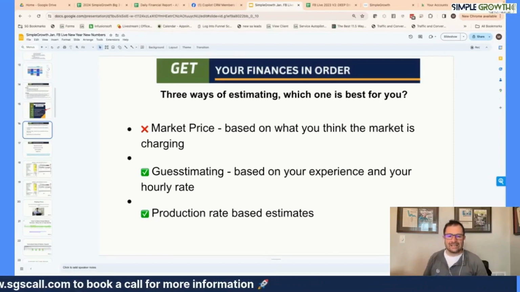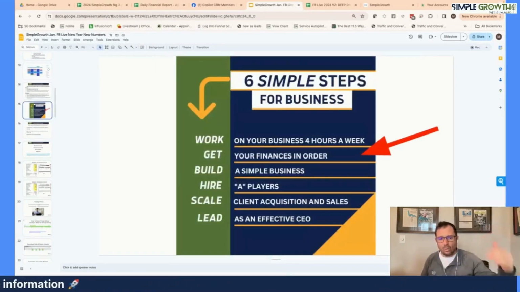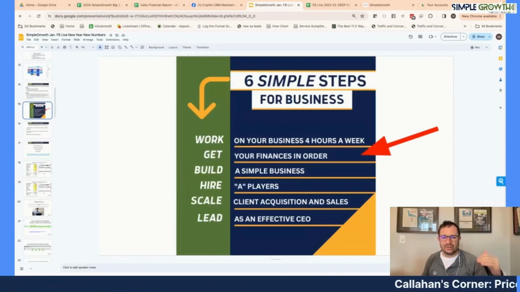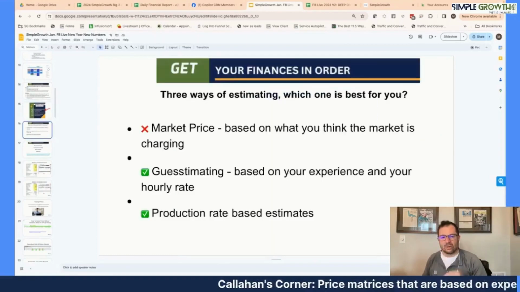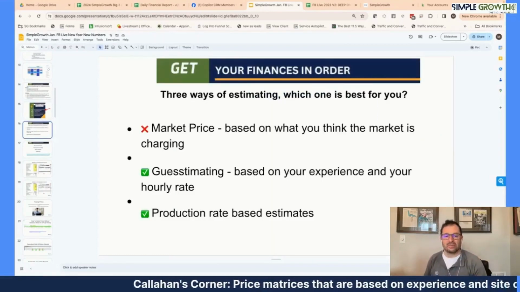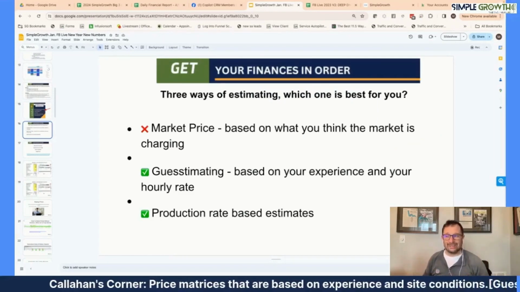And I'm going to show you how you set this up, Josh, in Copilot. But I wanted to put some context of when we go out, what are the main 6 steps of business we like to look at? This is step number 2, get your finances ordered, and includes an estimating process that's delegatable that reflects your finances. We're going to be looking at guesstimating, production rate based estimating. Particularly today, we're going to be looking at your guesstimating system.